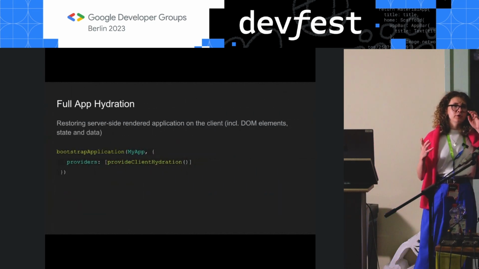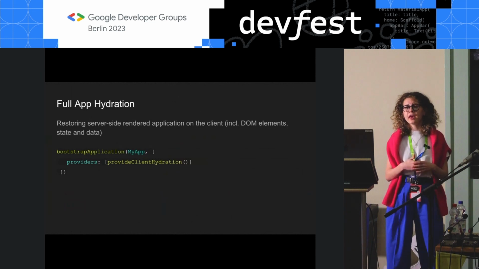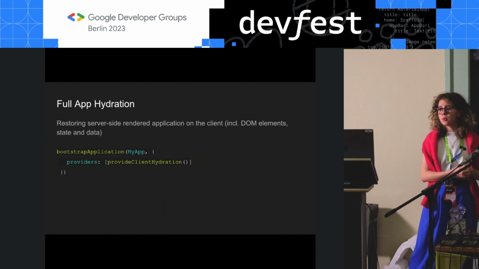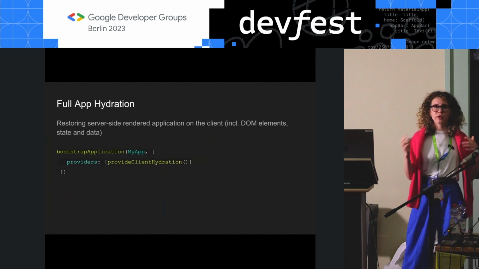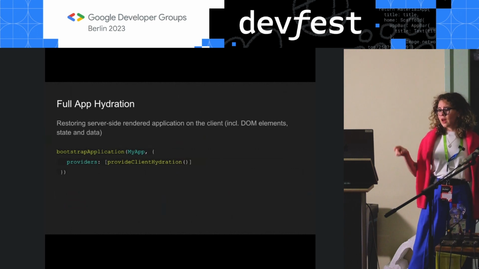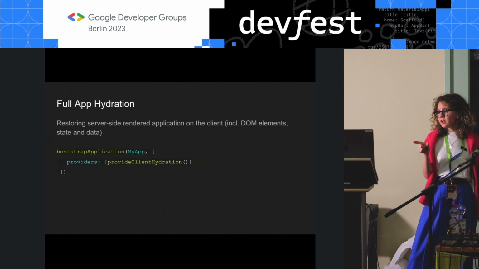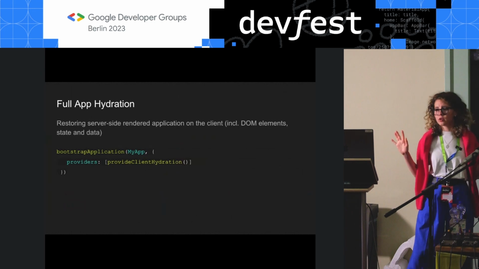For those of you who are not familiar with the term, full app hydration means a process of restoring a server-side rendered application on the client. And this includes DOM nodes, also persisting state and retrieving data, thus avoiding the double work. And how does it translate in your application? You see that in the providers of your main bootstrap application function, there is provideClientHydration. That's it. It handles all the magic, and you don't need to do any manual config.